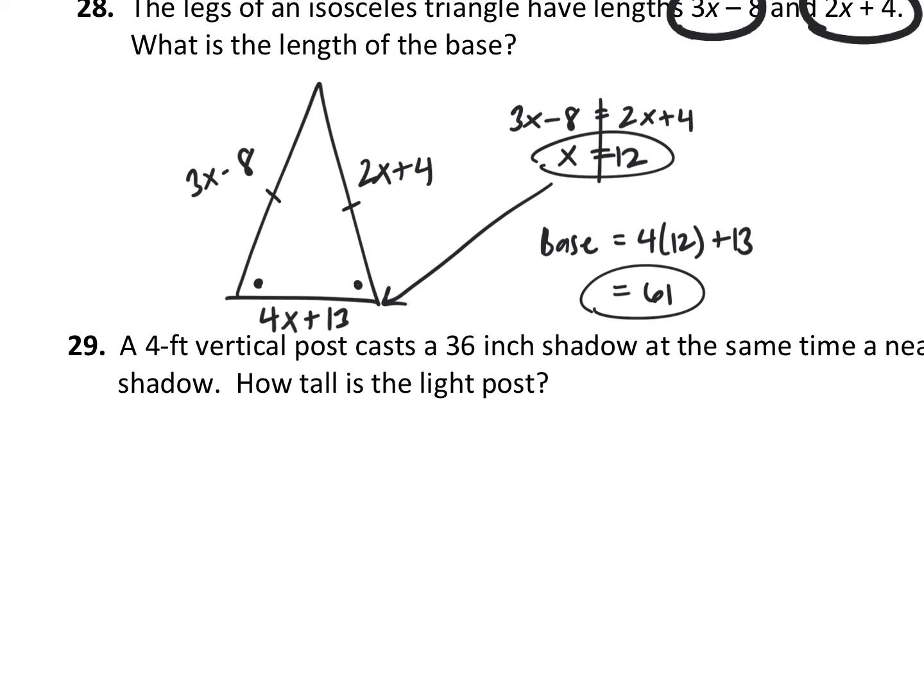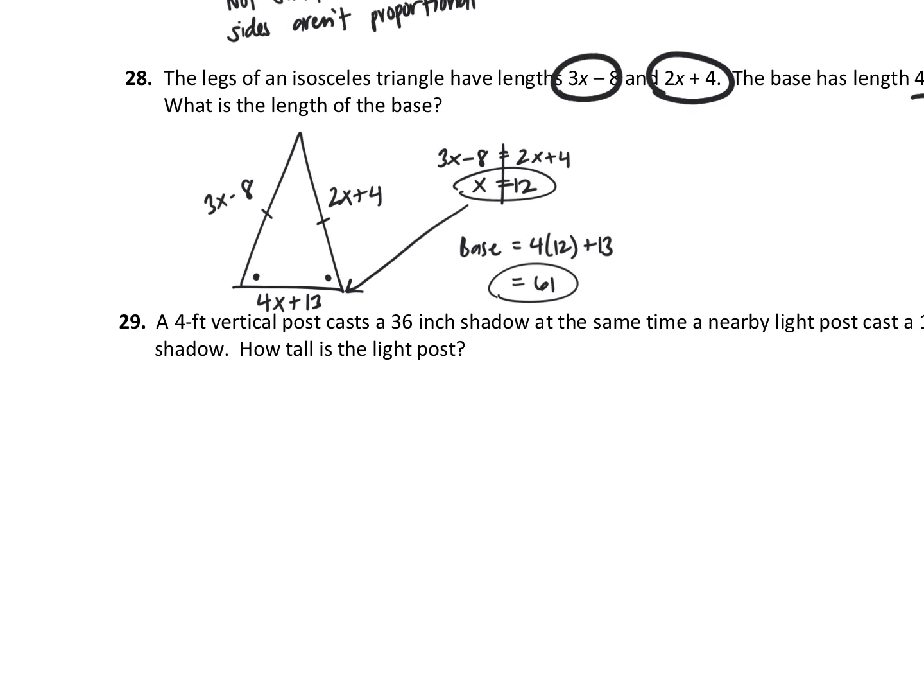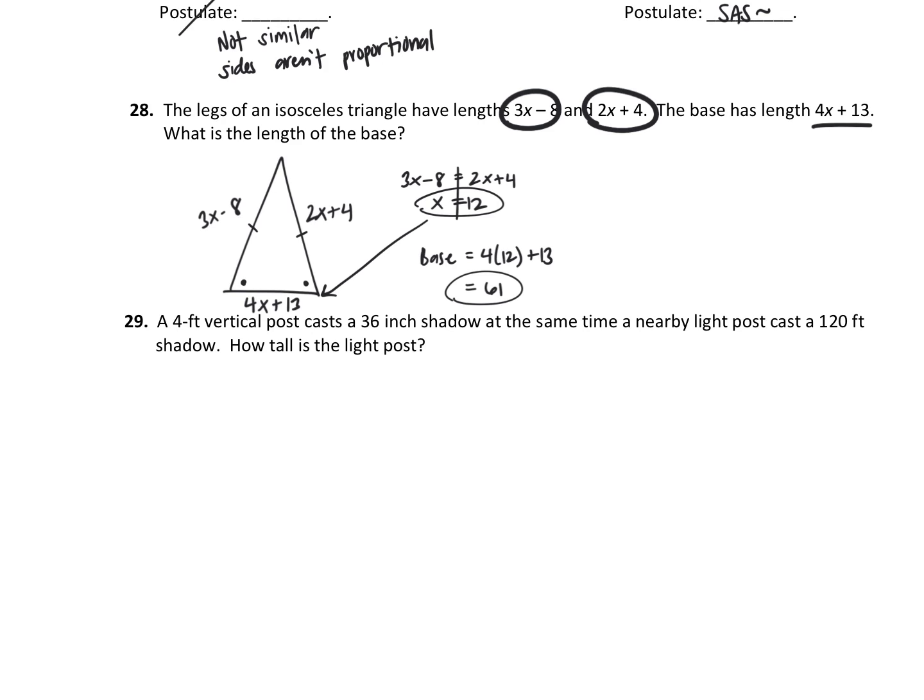And number 29 here, I've got a 4-foot vertical post, casts a 36-inch shadow at the same time nearby a light post that casts a 120-foot shadow. How tall is the light post? So go ahead, pause this video, try drawing yourself a picture, and then unpause it to see if you are on the right page.